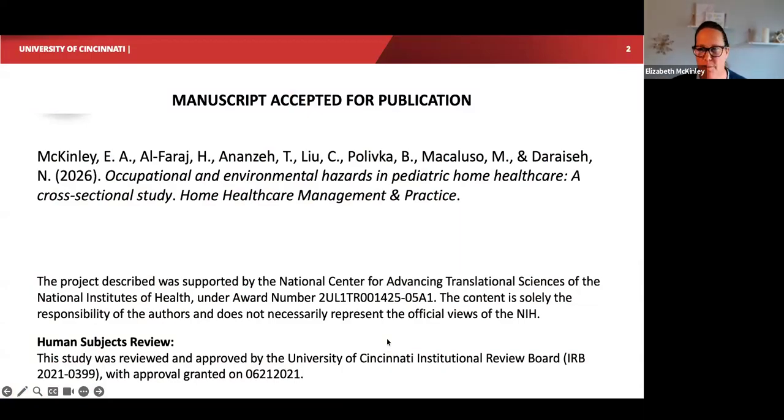So the information that I'm going to share with you today is based on a project that we started when I was in my postdoc fellowship. And we had a manuscript recently accepted for publication. It's not all the way out, or I would have given you the DOI. And this was an award. The award came from the CCTST, and of course, we went through human subjects review.